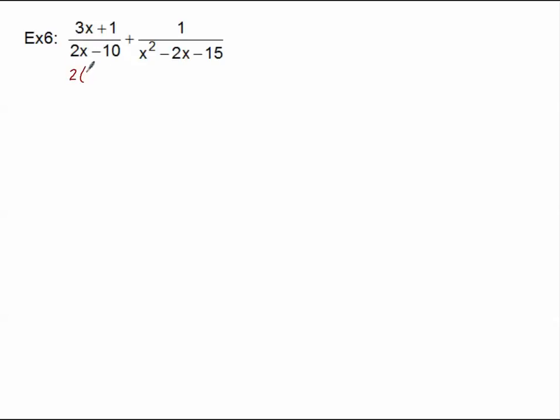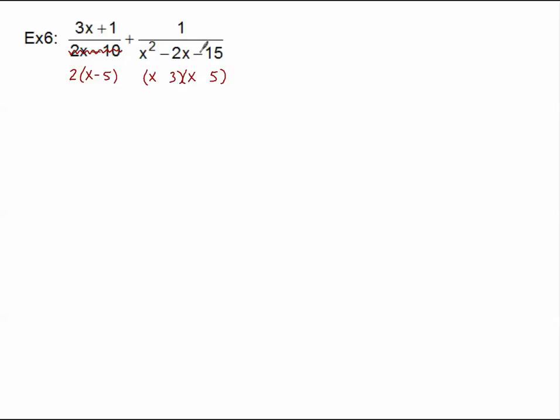I'm going to pull a 2 out, and I'll be left with x minus 5. That's just a GCF, and I'll kind of scratch this one out. This is my new denominator, at least the factored form of it. This is a trinomial. That's going to be a trial and error. I know that it's going to be x times x, so I'll do that. 1 times 15, also 3 times 5. That gives me 15. And I know 3 and 5 are going to help me with the 2, so I'm going to guess the 3 and the 5 first.